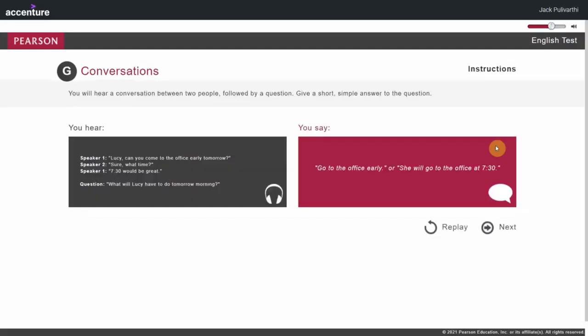Part G. Conversations. You will hear a conversation between two people, followed by a question. Give a short, simple answer to the question. For example, you hear, Lucy, can you come to the office early tomorrow? Sure. What time? 7:30 would be great. When you hear, What will Lucy have to do tomorrow morning? You say, Go to the office early. Or, She will go to the office at 7:30.